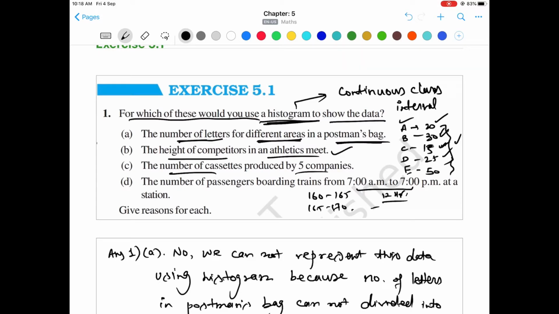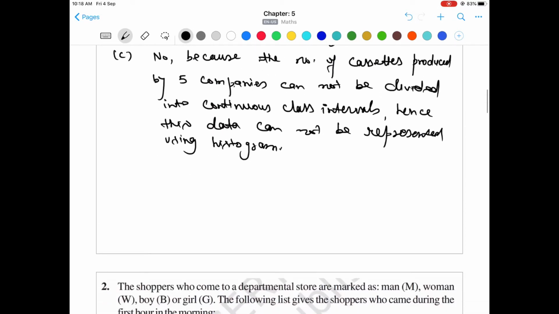So we can divide the number of passengers boarding the train into class intervals. See, like this: from 7 a.m. to 8 a.m., then 8 a.m. to 9 a.m., and so on till evening 6 p.m. to 7 p.m. So that means we can divide this data into continuous class intervals. So again, the answer for this one is yes.